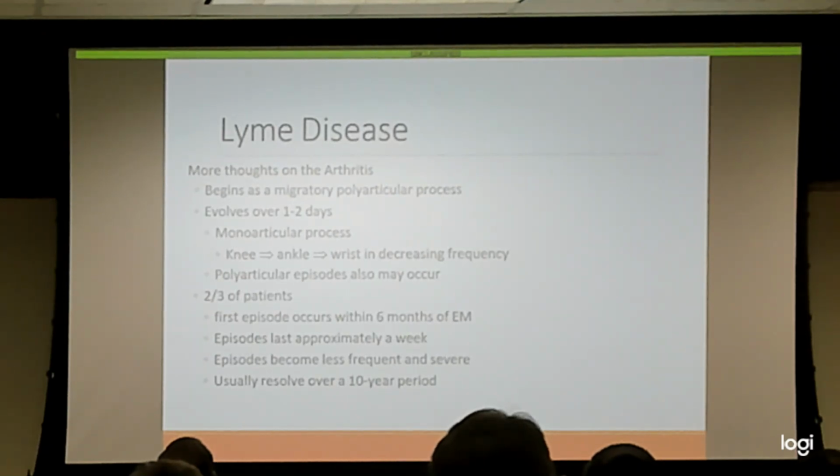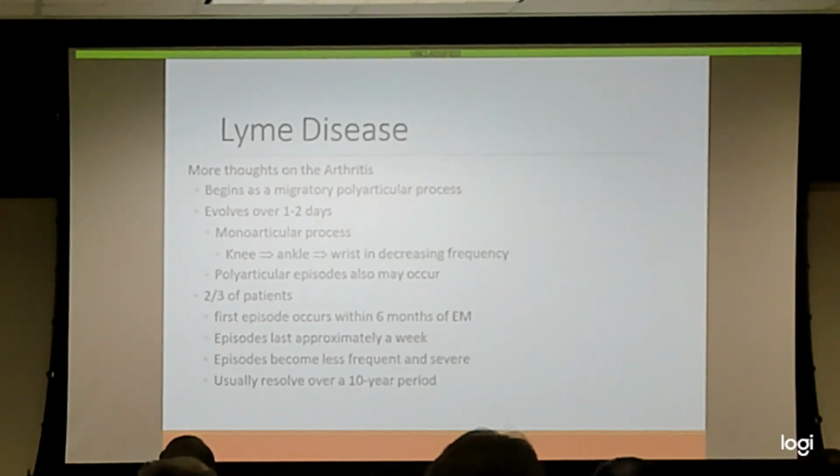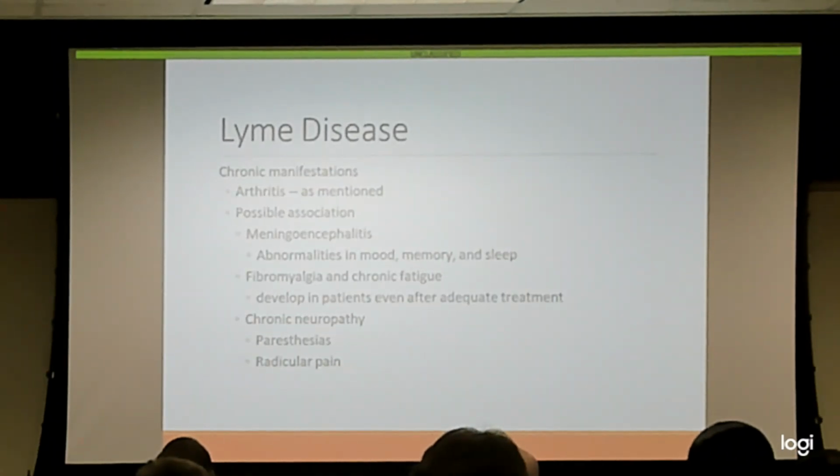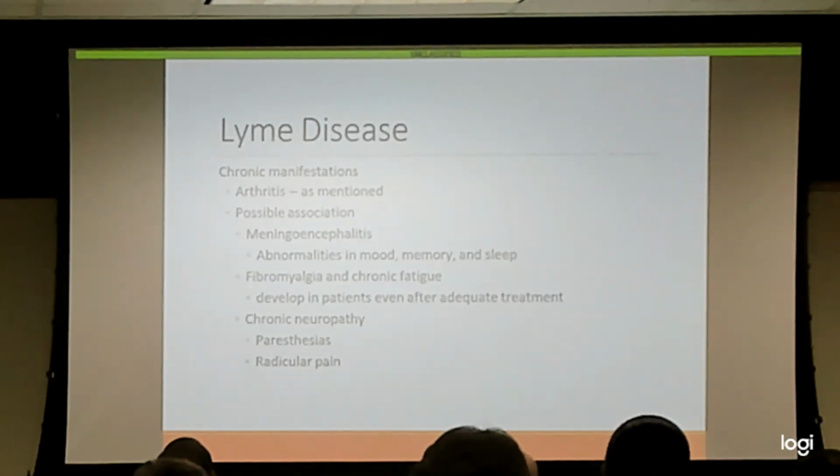So you've got one that may or may not resolve within a 10-year period. That's what we call the post-treatment Lyme's disease syndrome. With that one, if it doesn't go away, it'll end up becoming chronic and you'll have it for the rest of your life. And that'll be this one right here, your chronic, where you end up with arthritis. You could have some meningoencephalitis, so you'll have some mood, memory, or sleep issues, fibromyalgia.